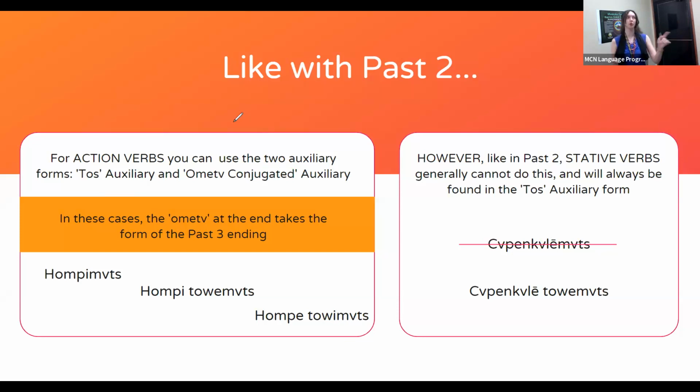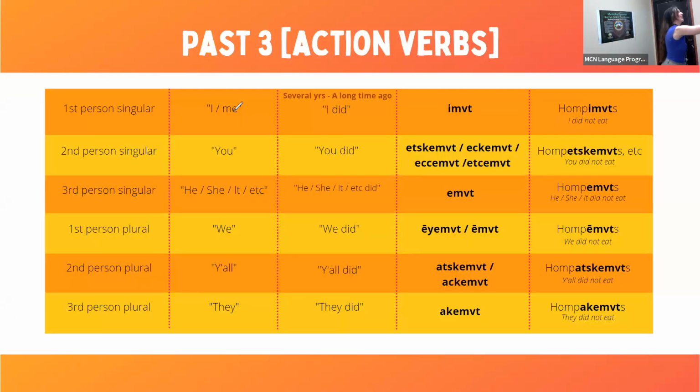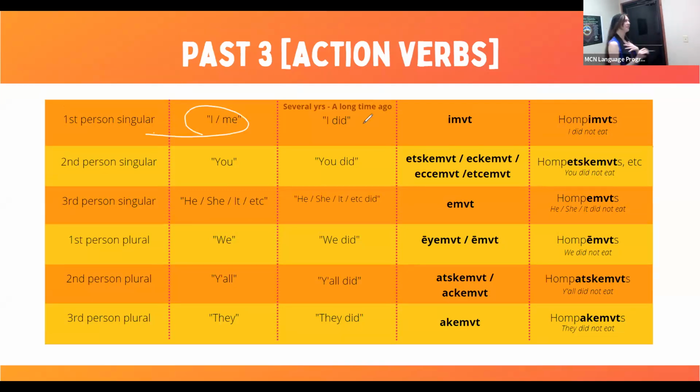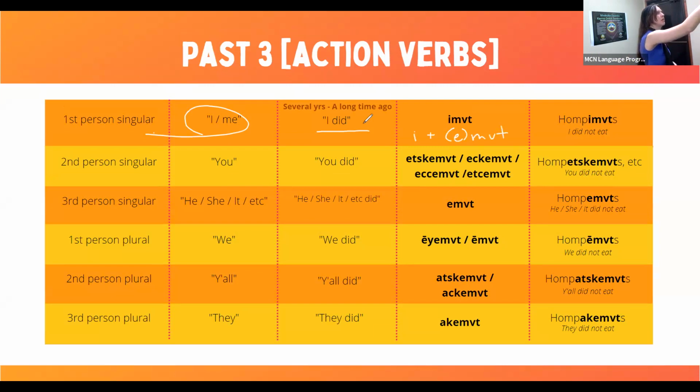Oh, of course, we do the chart first and then practice. That makes sense. I guess I haven't shown the chart yet. Okay, so first person singular, aka I or me. So I did a long time ago. A mut. That comes from, right? Your first marker A plus E mut. Well, we don't need that extra E then, so A mut. A mut. Hombe mutz. Hombe mutz.